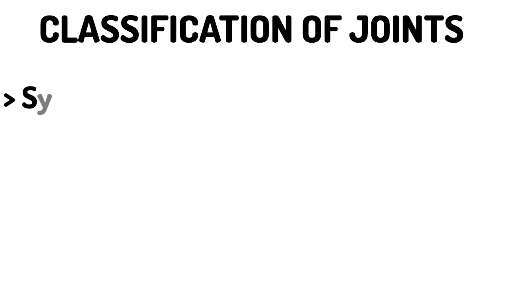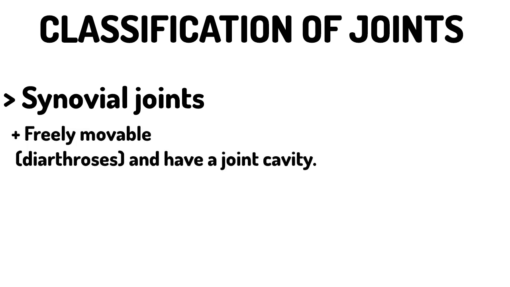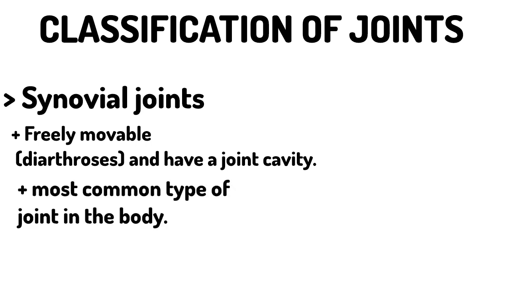Now finally we have the synovial joints. The synovial joints are freely movable joints, they are diarthrosis, and they have a joint cavity. They are the most common type of joint in the human body.